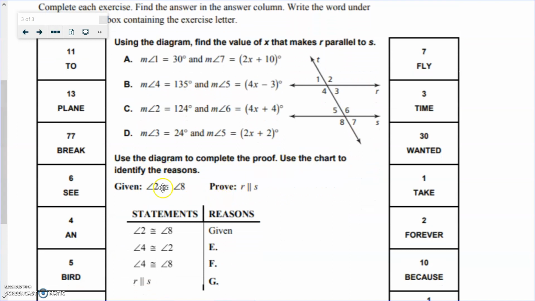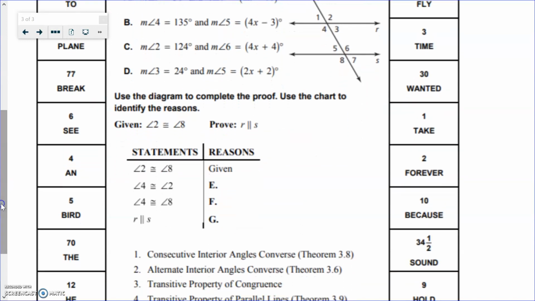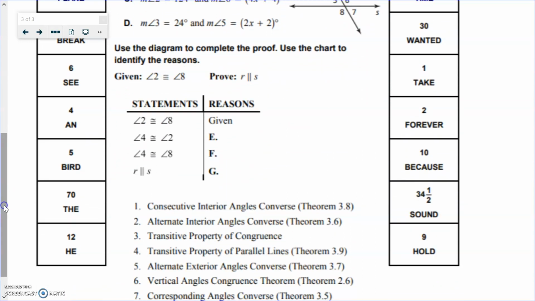It's saying that angle 2 is congruent to angle 8, and so we write that as a given. We want to prove that line R is parallel to line S. In order to do that, you've been given 7 choices down here. You're going to be using these 7 choices, 3 of them to fill in E, F, and G.